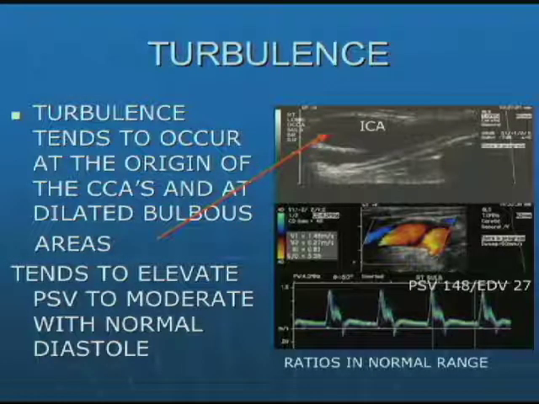Turbulence tends to occur at the origin of the common carotid arteries and at the dilated bulbous areas of the carotid. And when one has turbulence, it tends to elevate the peak systolic velocity, which you see here, ranging about 148 centimeters per second. It tends to elevate the peak systolic velocity to a moderate range while maintaining a normal diastolic flow.